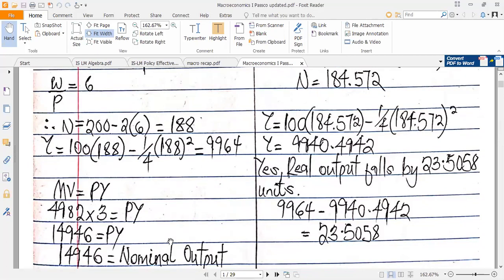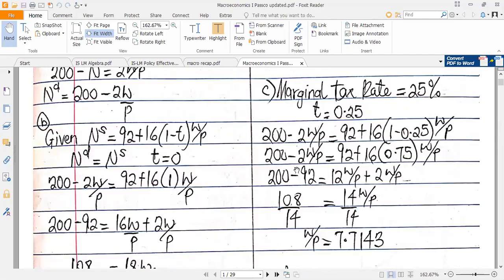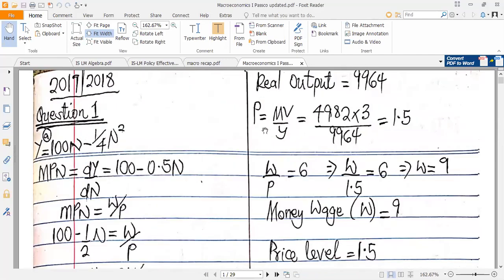We can find our P. So if PY is equal to MV, then P should be MV divided by Y. So just do your math. You're getting P to be 1.5.